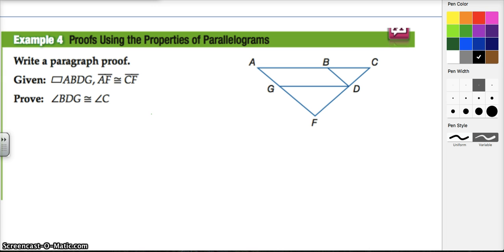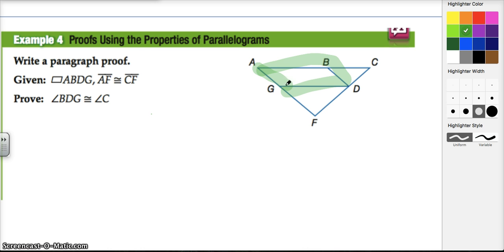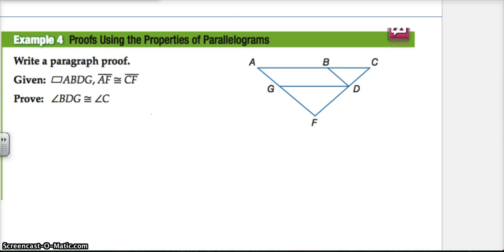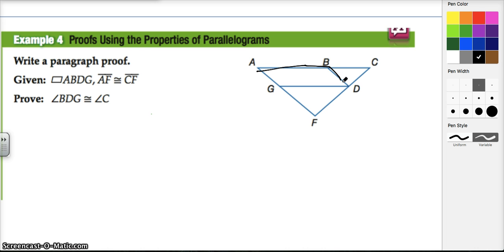We're given that ABDG, that's that little quadrilateral up in the corner, is indeed a parallelogram. And then we're given that AF is congruent to CF. So I'm going to highlight what we're talking about. So this is a parallelogram. And then we're given that this segment and this segment are congruent. They want us to prove that angle BDG and angle C are congruent.